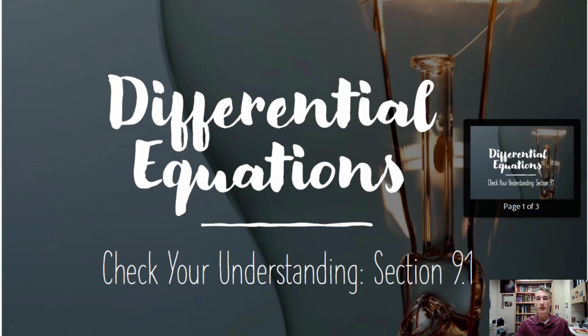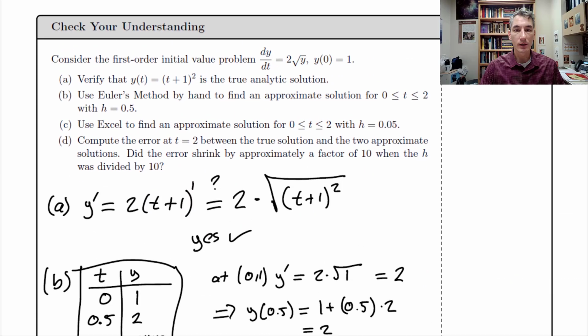Let's take a look. The problem has us solving an initial value problem with Euler's method. In part A, they gave us the true solution as (t + 1)². They want us to verify that. That just means take the derivative and see if it's equal to twice the square root of the solution.